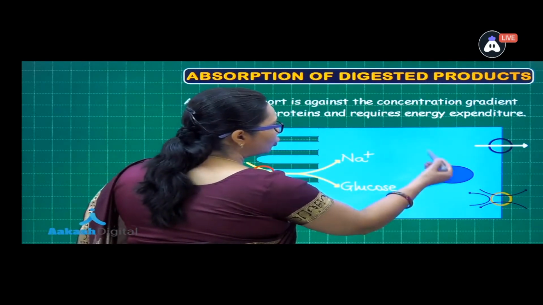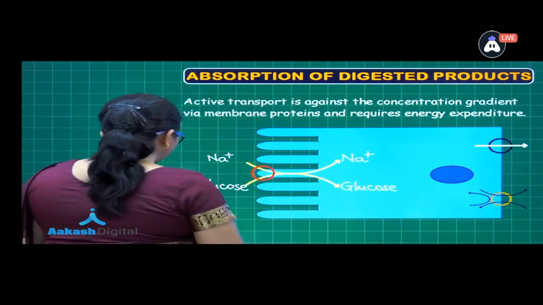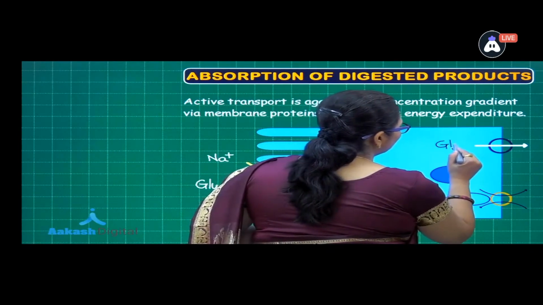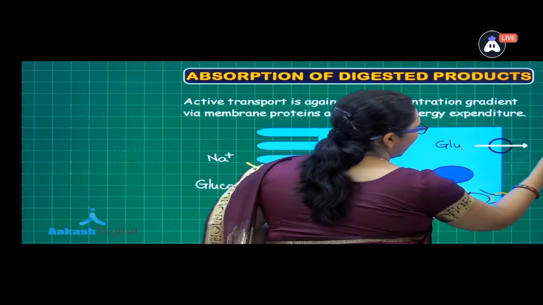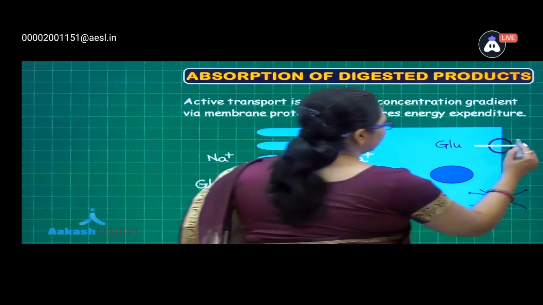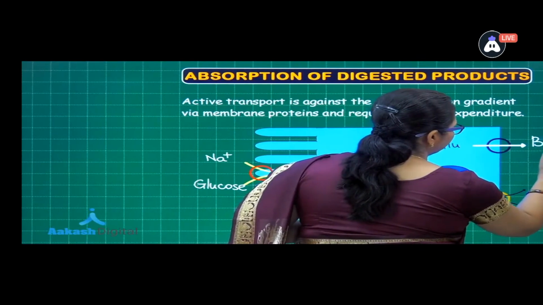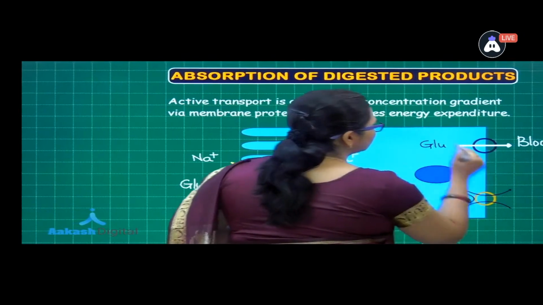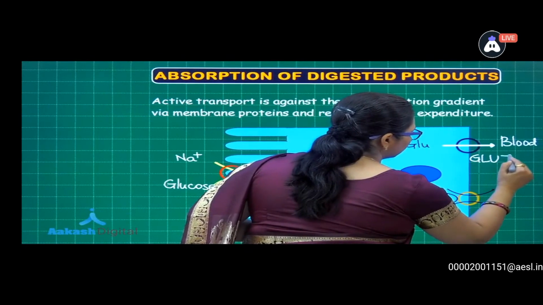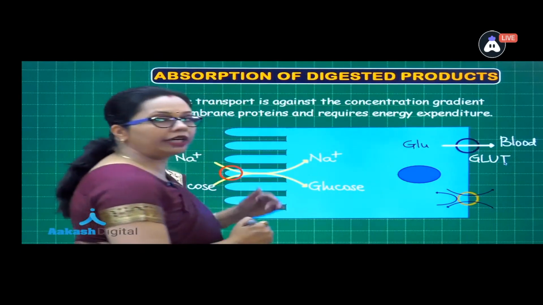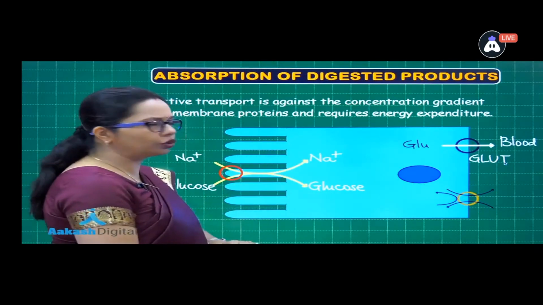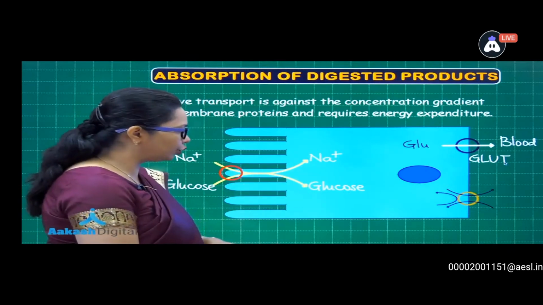glucose will be moving out of the cell via another transporter, and this transporter will allow the movement of glucose outside into the bloodstream. So from here it is going to move out to blood, and this transporter here is GLUT, which we have studied in case of biomolecules, that is the glucose transporters. And these glucose transporters also allow the movement of galactose as well.